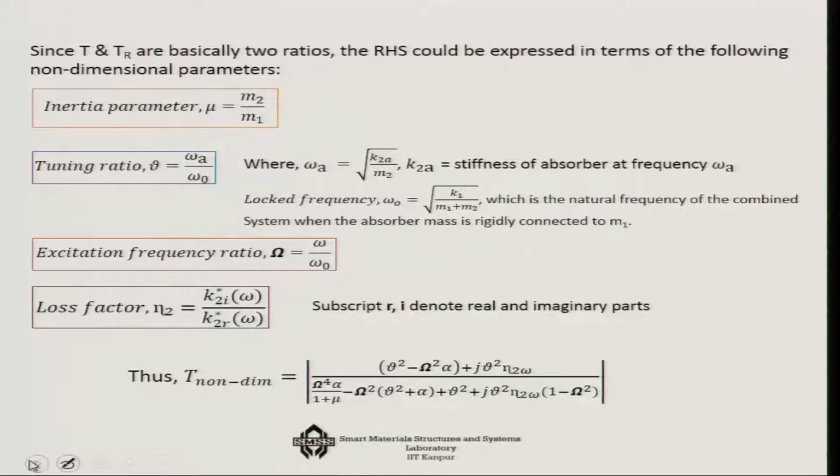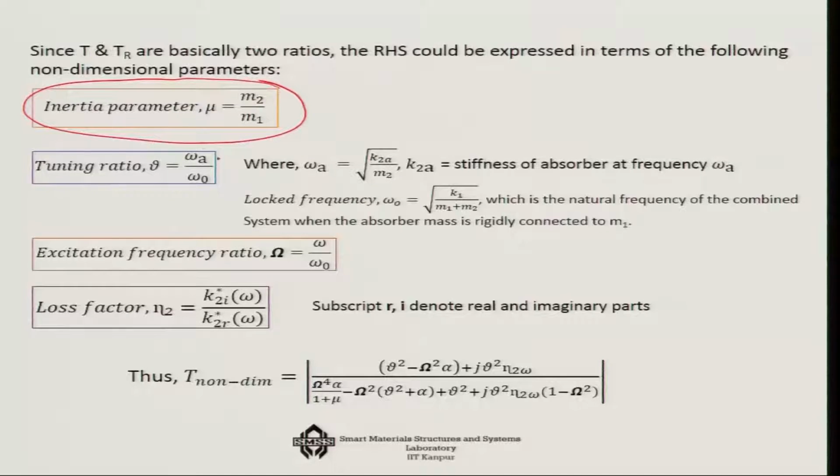The first parameter is the inertia parameter, or the mass ratio, which is m 2 over m 1. That means the ratio of the secondary mass to the primary mass. We generally do not allow the secondary mass to go beyond a particular level, because then the mass penalty will be very high. So, this mu is one term that is needed, which talks about the mass penalty.